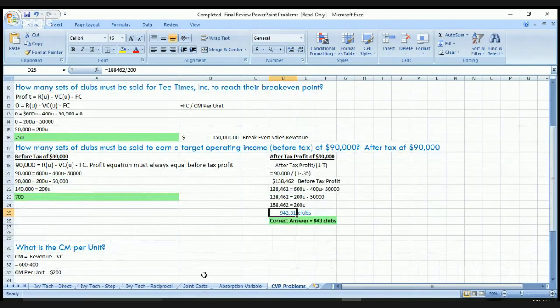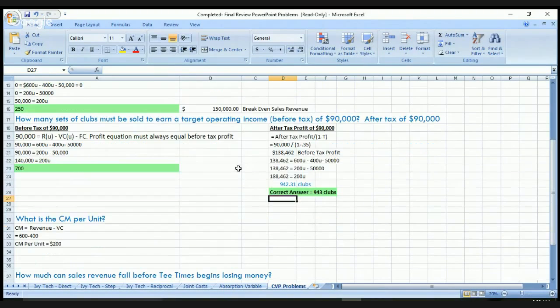942.31 clubs. But remember, actually, this should be 943 because you can't sell a partial club. And if I sell less than 942.31, I'm not going to get my after-tax profit of $90,000. So in these cases, anytime you're using these types of cases, you always want to round up. So in reality, I'm going to get a little bit more, but I'm still hitting that $90,000 target.